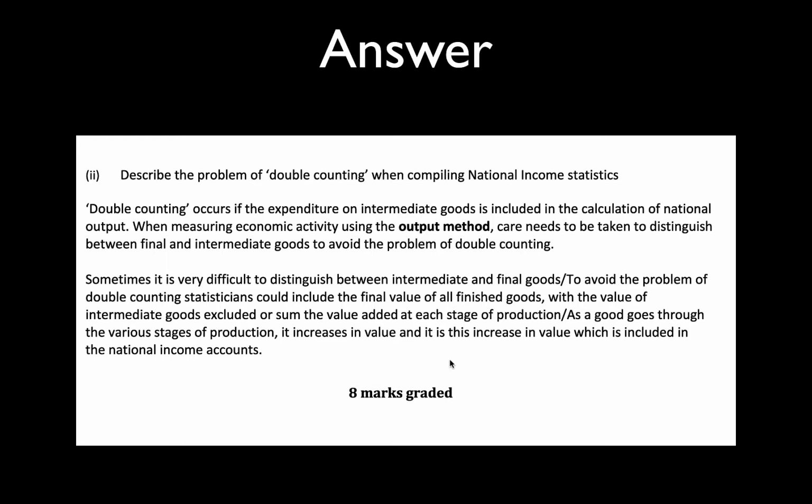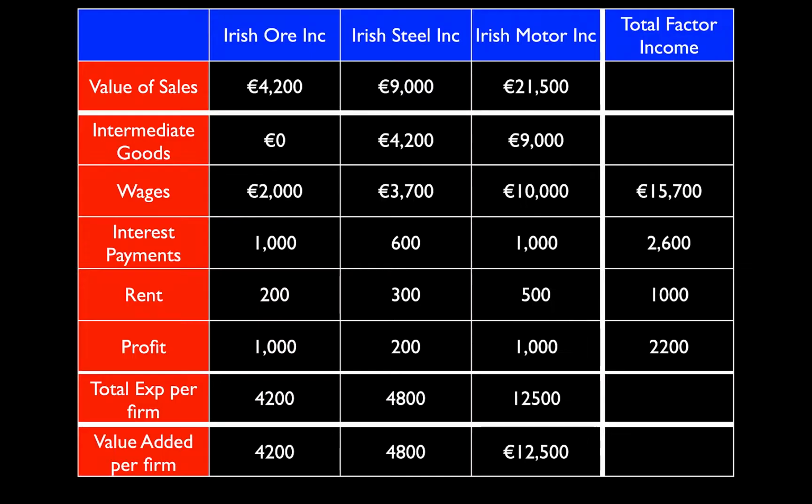To avoid the problem of double counting, statisticians could include the final value of all finished goods with the value of intermediate goods excluded, or sum the value added at each stage of production. We have done both. As a good goes through the various stages of production, it increases in value, and it is this increase in value which is included in national income statistics.